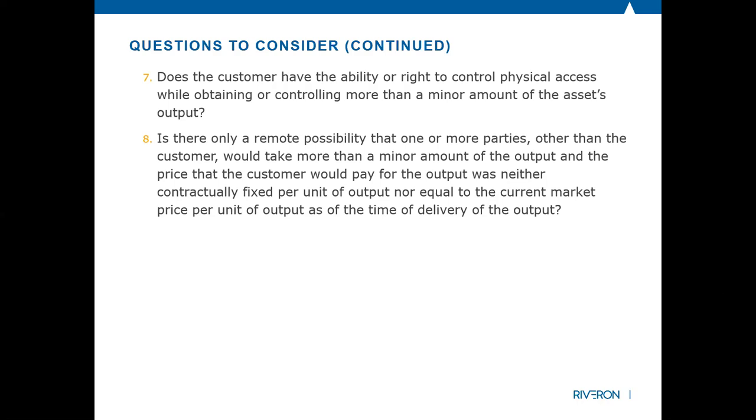Yes, in this one, the arrangement provides that the entity specifically use rooms 1, 2, and 3 in this specific warehouse. And then the last question there on identified asset is, does the supplier have a substantive substitution right?